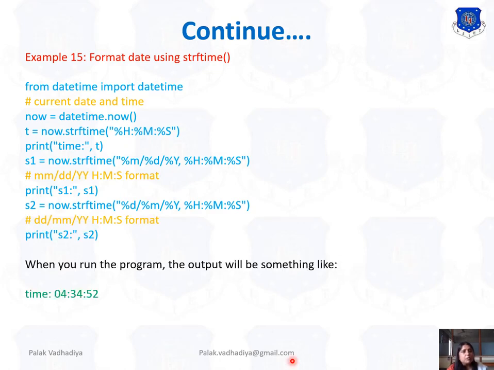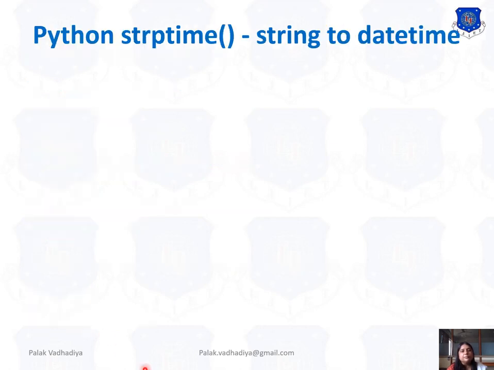So when you run the above code, see the time is 4, then colon 34 and then 52, that is hour, minute and second. It gives you only the hours, minutes and seconds from this datetime dot now. Now when I print s1, it gives first the month, then date and then year. And when I print s2, it is reversed. First I want date, then month and then year.